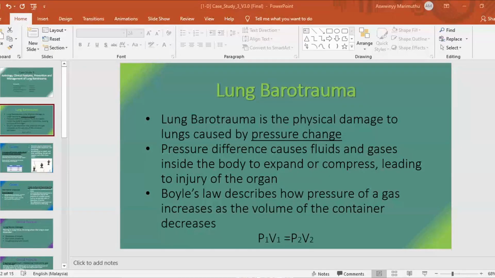Other than diving, you can also find people doing dry diving, especially when you talk about barotrauma, in a hyperbaric chamber. Just now you were talking about the hyperbaric chamber, remember? Some of the medical officers work in the hyperbaric chamber, especially to take care of patients with barotrauma or decompression sickness.